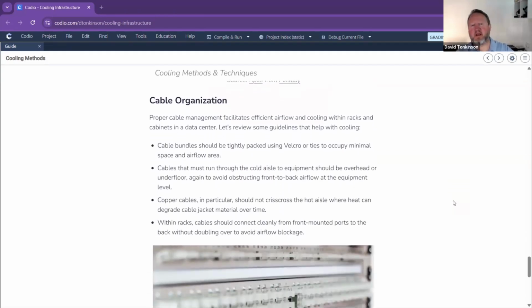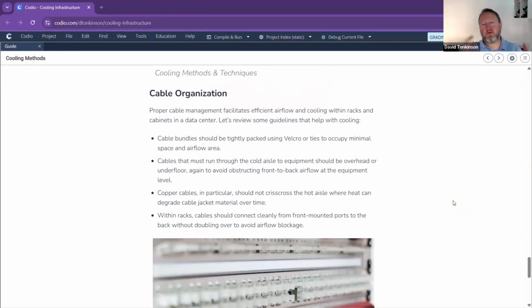Good. Now, not only do blanking plates matter, we will say this again and again throughout this. Airflow, airflow, airflow. Anything you can think of that gets in the way of the airflow and stops the airflow or fails to direct the airflow is a problem.